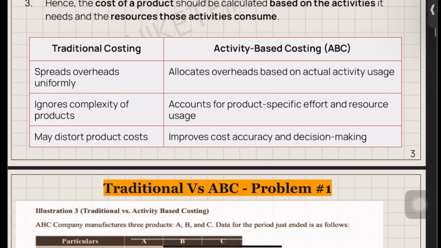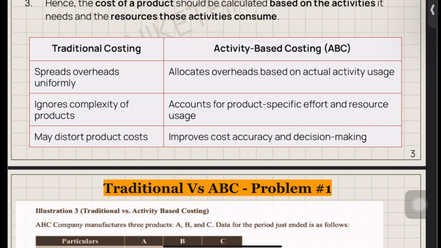What is the difference between traditional costing and activity based costing? This can be one of the questions. In traditional costing, you spread the overhead uniformly. But in ABC, you spread the overhead across activities, and based on the usage of activity, the overhead is charged. Traditional costing is basically for a standardized simple production. If there is a complexity of product, this is ignored in traditional costing. ABC is not suitable for standardized production. It is suitable for complex multi-product scenarios, and it accounts for product specific efforts and resource usage.